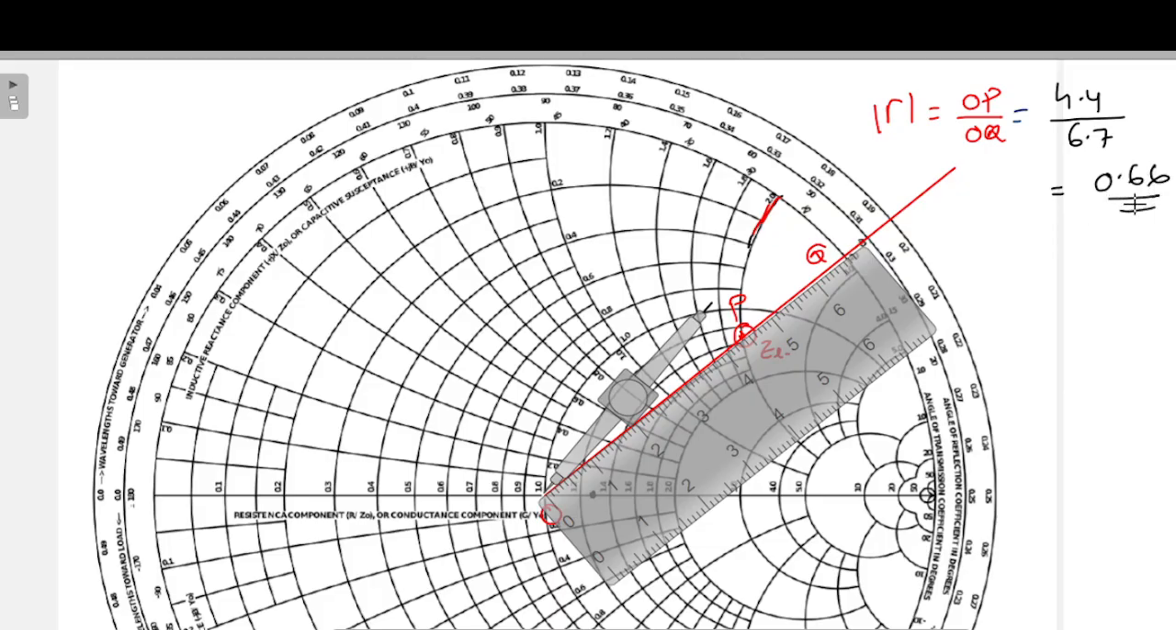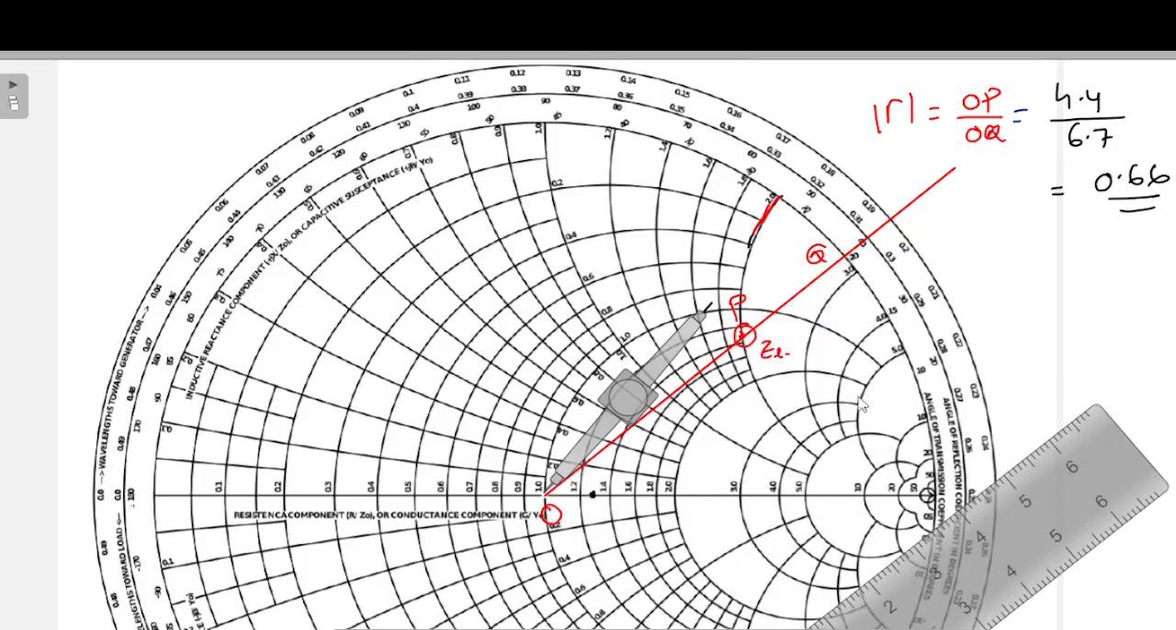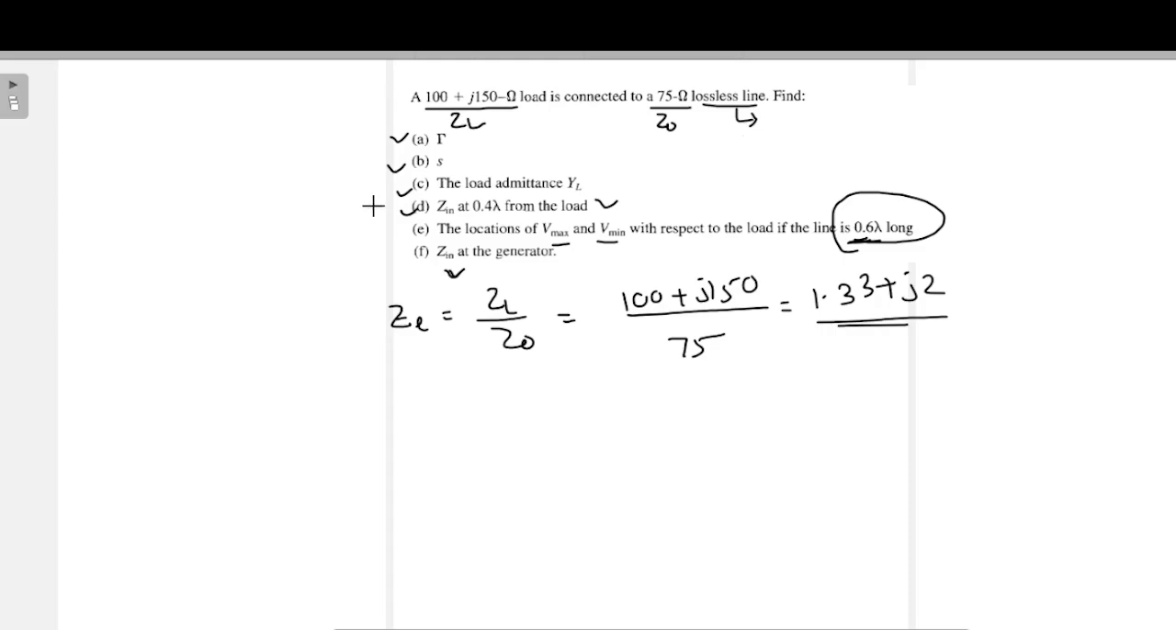Now what is the angle? You can see the angle of the reflection coefficient on this scale, and here it is 40 degrees. So this is the answer to the first one. The reflection coefficient is 0.66 with an angle of 40 degrees.